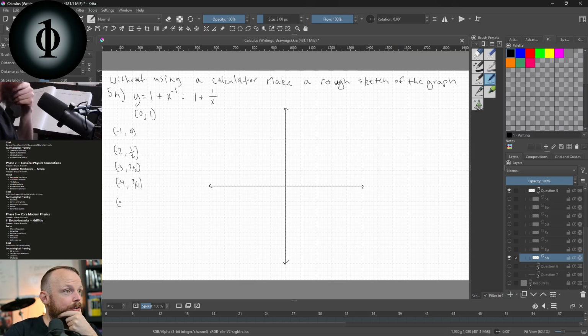Let's go way out here. Let's go to negative 20. Our bounds here. Oh man. 1 over 20. It's 1 minus a 20th. What is that? 19 20ths? So basically, we're going to asymptote around 1.